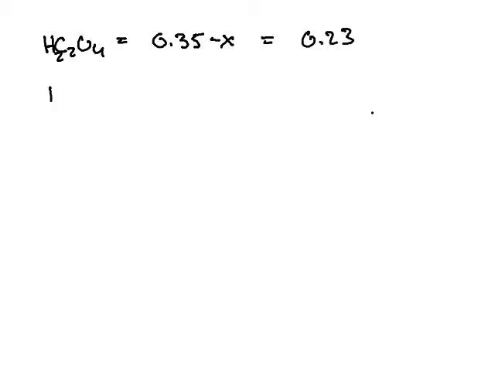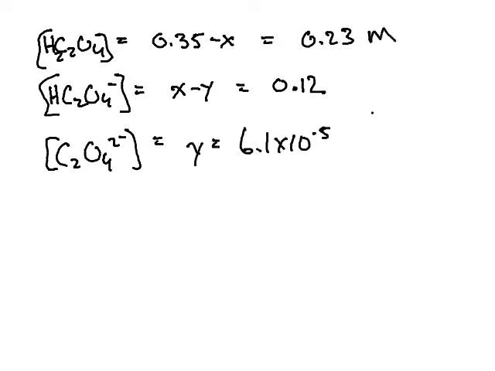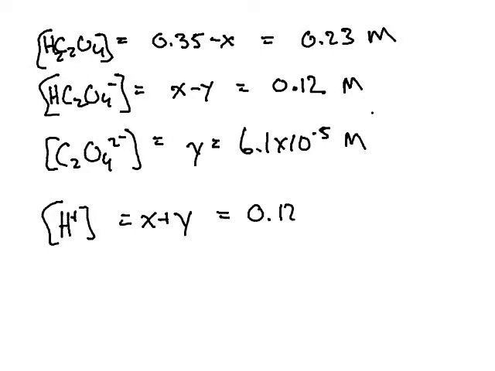All right, and the concentration of the HC2O4 negative, I should see brackets. Notice I put the charge on there, Lee, of course, is just equal to x. It's actually x minus y, but y is really small, so that's going to be 0.12. The concentration of the C2O4 2 negative is equal to y, which was 6.1 times 10 to the minus 5th. By the way, all of these would have units of molarity. And then the last chemical is the hydrogen. The hydrogen is actually equal to x plus y, but since y is very tiny, it's 0.12 molar.